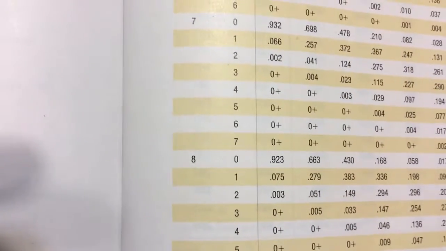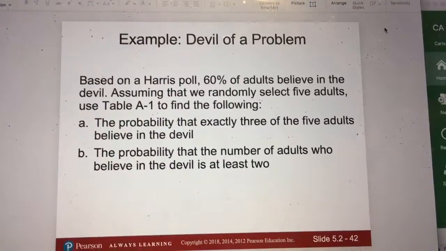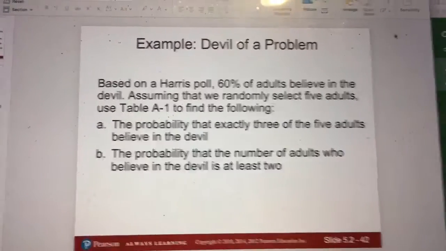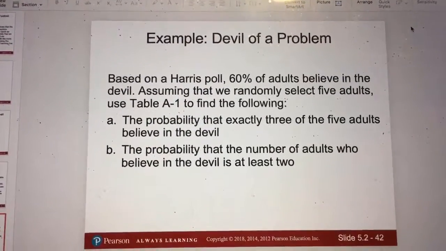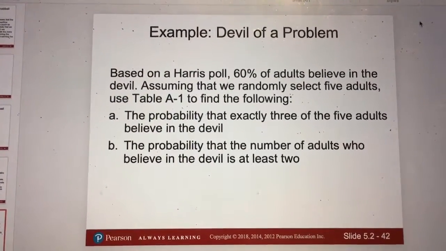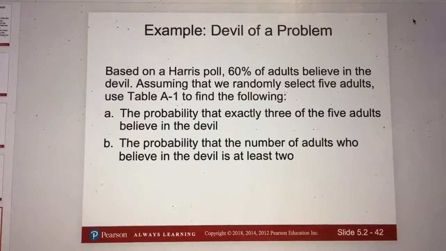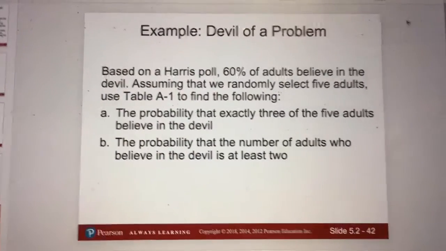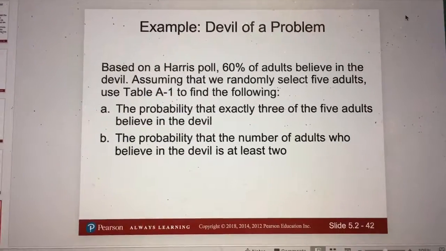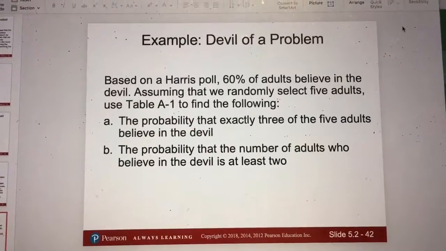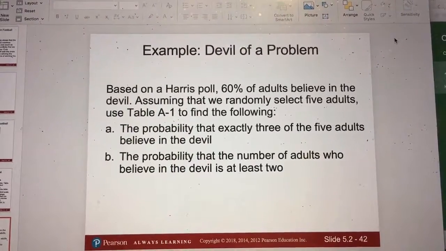Looking at our problem, we have 60% of the adults believe in the devil. So we're going to call believing in the devil our success, and our probability of success is 0.6. Then the probability that exactly 3 of the 5 adults believe in the devil: our n is the number of trials, and our n is 5. Then we're talking about exactly 3 of the 5.